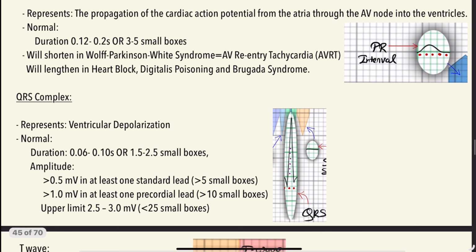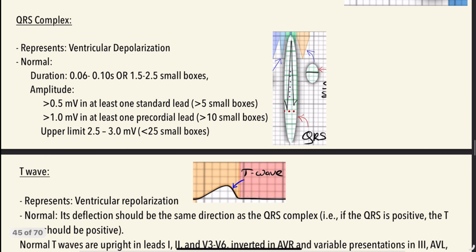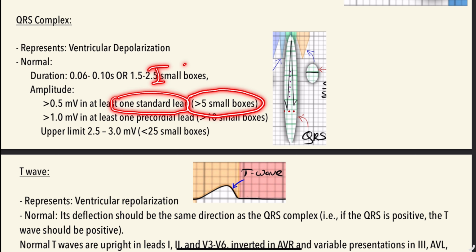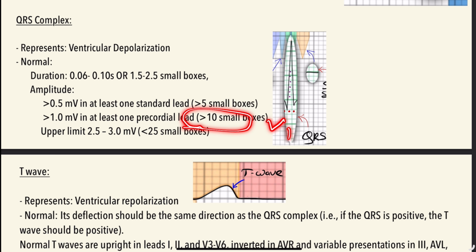Now, let's move to the QRS complex. The QRS complex represents ventricular depolarization. It is considered normal if the duration falls between 1.5 to 2.5 small boxes. The amplitude should exceed 5 small boxes in at least one limb lead and more than 10 small boxes in at least one chest lead. The upper limit of the QRS complex amplitude is defined as less than 25 small boxes.